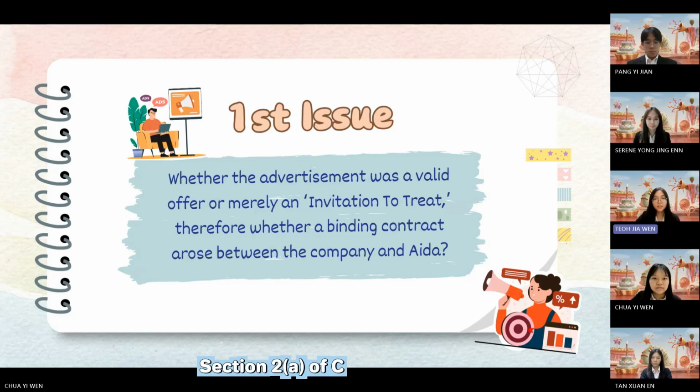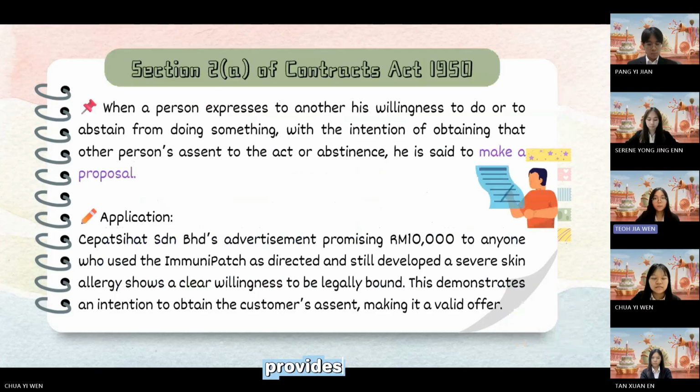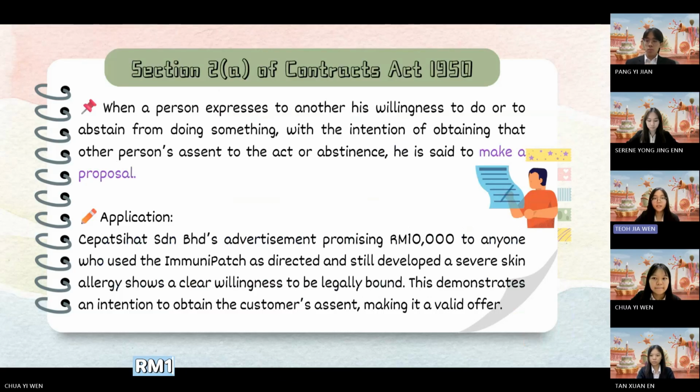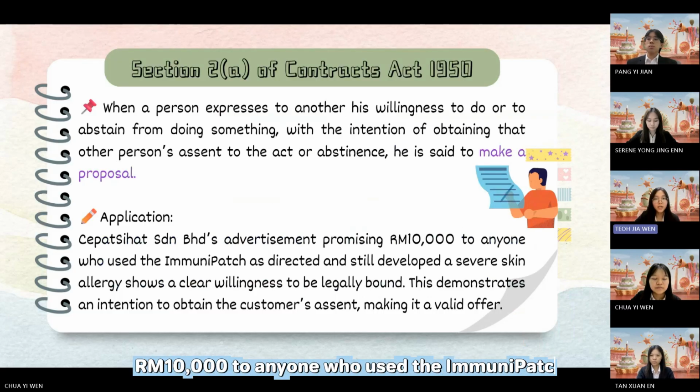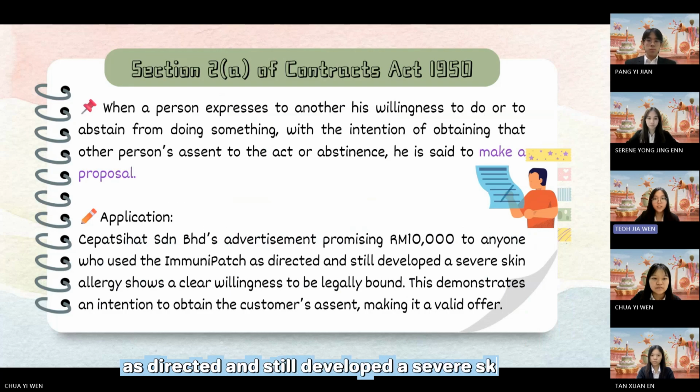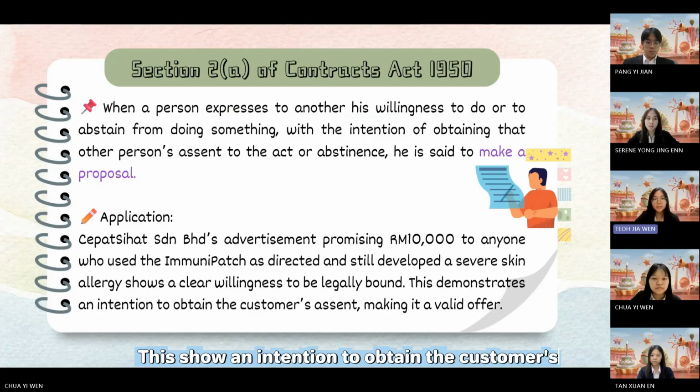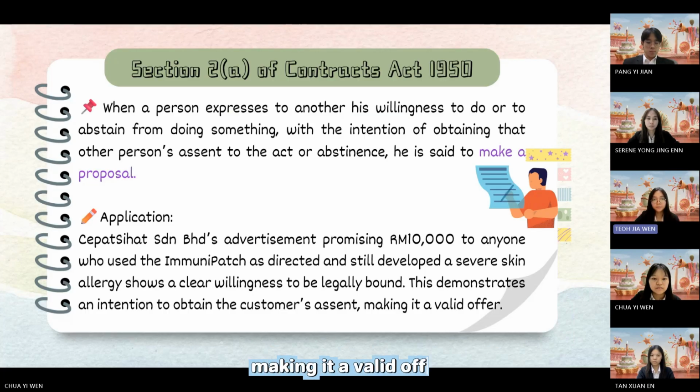Section 2A of the Contracts Act 1950 provides that when a person expresses willingness to do or abstain from doing something with the intention of obtaining that other person's assent, he is said to make a proposal. In the facts given, Cepat Sihat Sdn Bhd's advertisement expressly promised 10,000 ringgit to anyone who used the Immuni Patch as directed and still developed a severe allergy. This shows a clear willingness to be legally bound. This shows an intention to obtain the customer's assent, making it a valid offer.